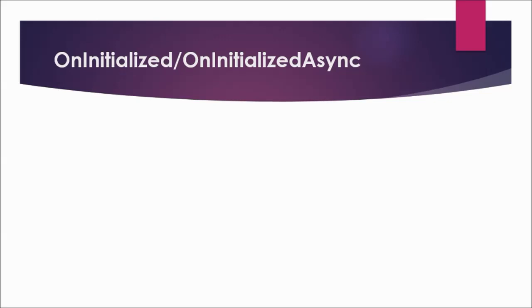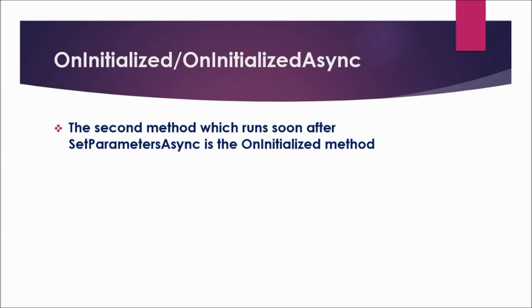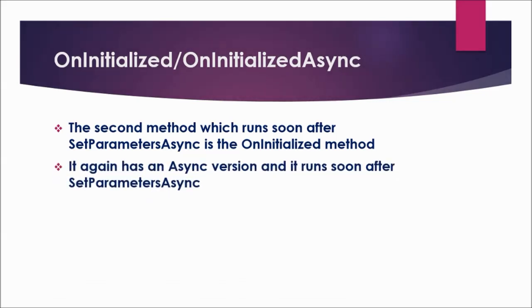OnInitialized or OnInitializedAsync. The second method which runs soon after SetParametersAsync is the OnInitialized method, which again has an async version. If you have any data initialization like calling out a database or a third-party service to initialize your data, this is where you write the code for that and handle the logic.